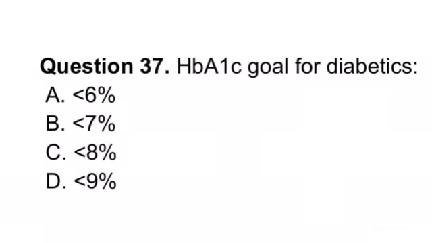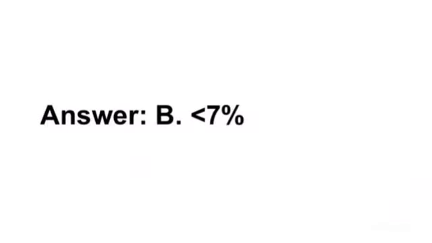Question 37. HbA1c goal for diabetics. A. Less than 6%. B. Less than 7%. C. Less than 8%. D. Less than 9%. Answer B. Less than 7%.